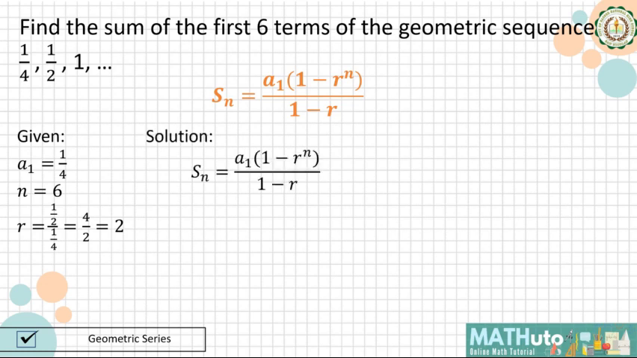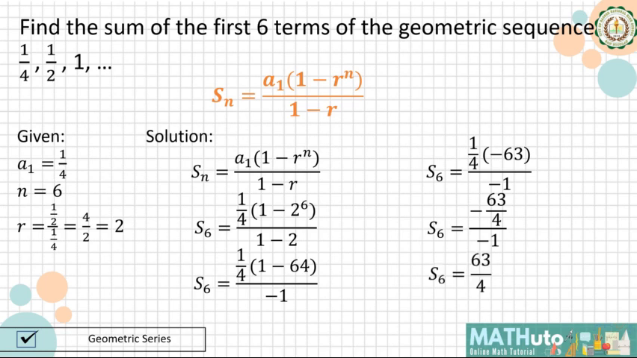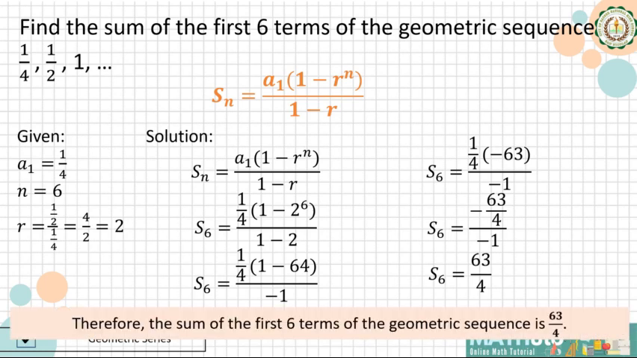Using the formula, we will substitute it. We have S sub 6 is equal to 1/4 times quantity 1 minus 2 raised to 6, all over 1 minus 2. Then, simplify the exponent. This will become 1/4 times quantity 1 minus 64, all over negative 1. Then simplify. We have S sub 6 is equal to 1/4 times negative 63 all over negative 1. And simplifying, we come up with S sub 6 is equal to 63 over 4. Therefore, the sum of the first 6 terms of the geometric sequence is 63 over 4.